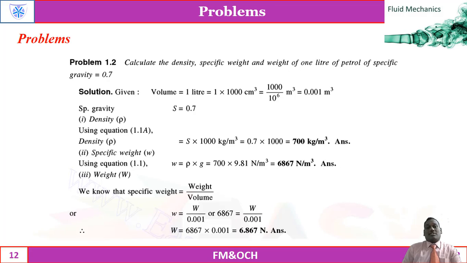Now coming to specific weight. We know the specific weight is nothing but the density multiplied by the acceleration due to gravity. So we know the density of the fluid is 700 and g is 9.81. So the total specific weight is 6867 newton per cubic meter.